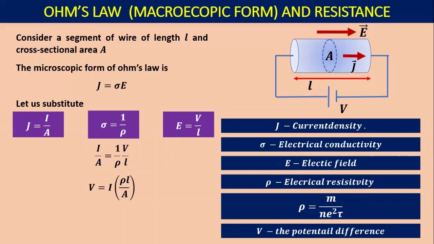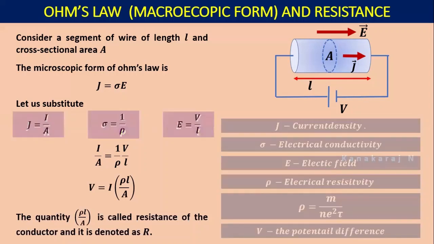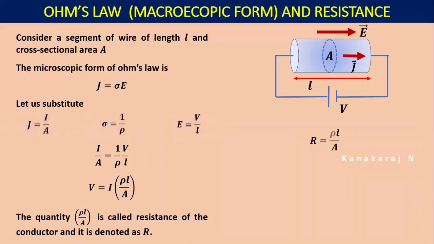Here, V is the potential difference and I is the current. Now, what is there in the bracket, rho L by A? This is a factor. This quantity rho L by A is called resistance of the conductor and is denoted by the letter R. So let me write what is R here. R equals rho times L by A.